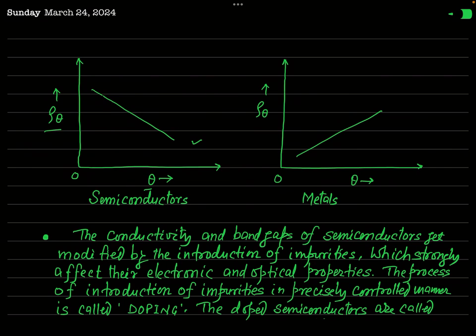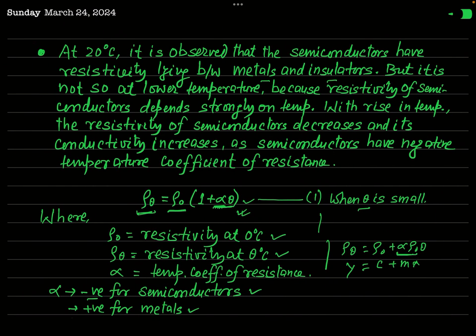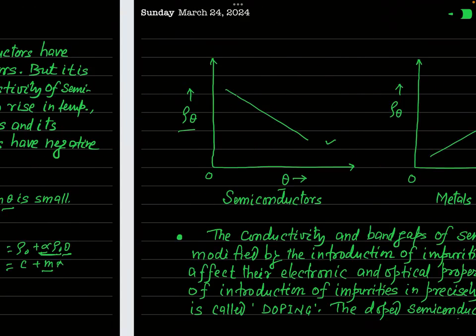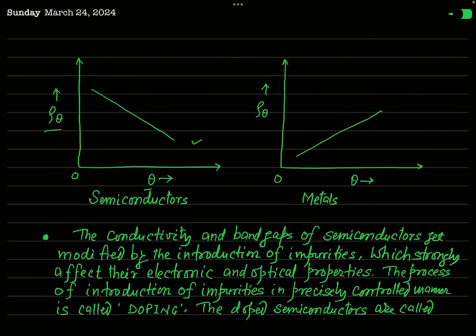But as this alpha is positive for metals, in that condition the slope of the straight line will be positive, and that's why in case of metals, on increasing the temperature theta, the resistivity increases. So this second figure represents the graphical plot of resistivity rho theta against temperature theta. And you can see in this condition, for a smaller value of theta, rho theta increases linearly with increase in theta.